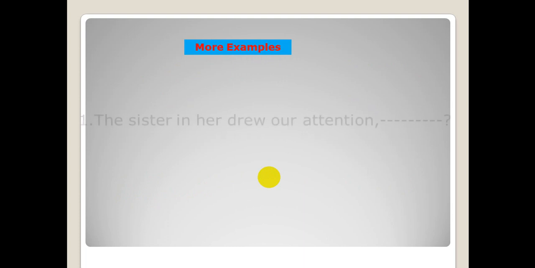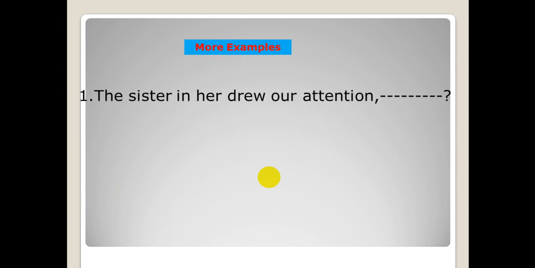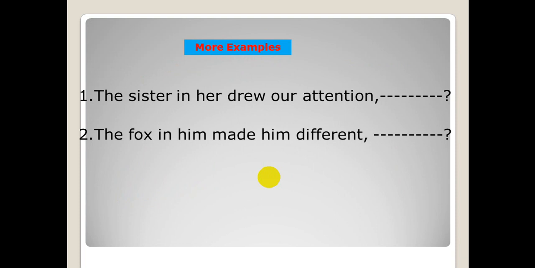Next one. The sister in her drew her attention. The fox in him made him indifferent. So, first example: didn't it? As the statement is in past indefinite tense, so did, and as the statement is affirmative, not is also in its contracted form with did. And the subject is confusing. Later on I am going to explain this, but before that look at the second statement.